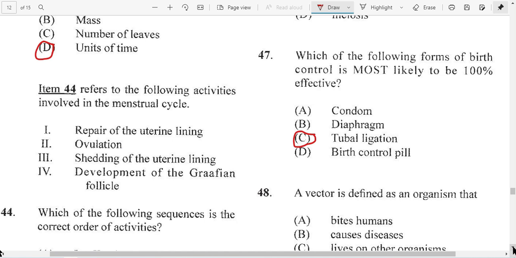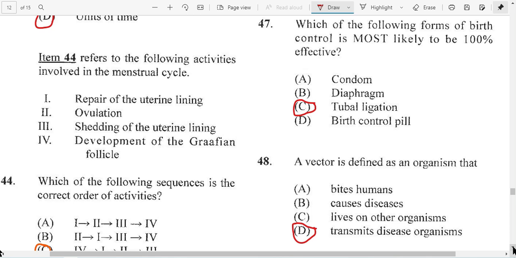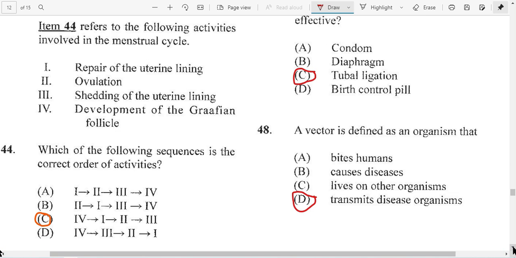Item 44 refers to the following activity involved in the menstrual cycle, and your answer might be respectfully different here. Feel free to leave it in the comments so we'll have a discussion around it. So what is going to happen is that first we're going to have a development of a Graafian follicle, and then we're going to have a repair of the uterine lining, and then we are going to be having ovulation, and if fertilization does not occur, then we are going to be having shedding of the uterine lining. Now, my answer here is going to be C for 44.